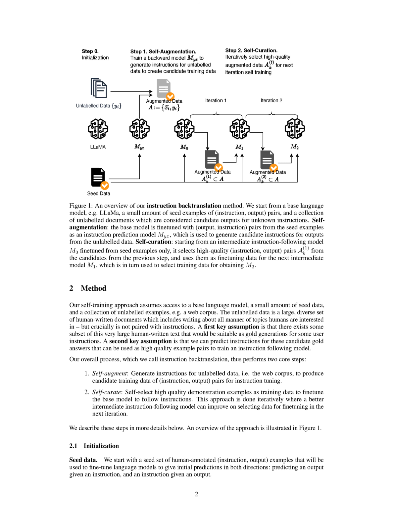To start, we use a set of human annotated examples as our seed data. These examples, which consist of an instruction and an output, are used to fine-tune language models. This allows the models to make initial predictions in both directions, predicting an output from an instruction and predicting an instruction from an output.